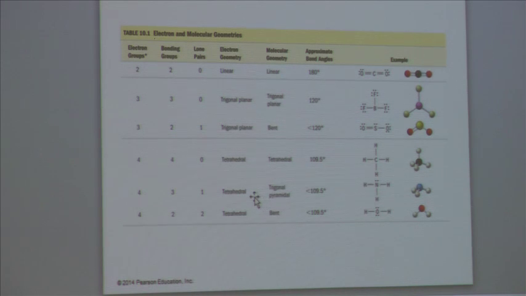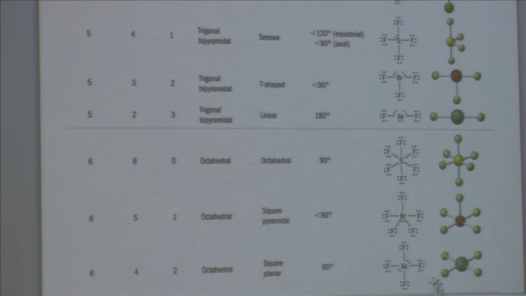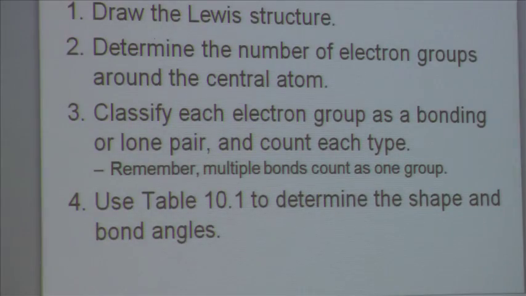So the electron and molecular geometries can be summarized in table 10.1 that gives us different examples and bond angles of the molecular geometry as well as the electron geometry of different molecules, all the way to the octahedral, square pyramidal, and square planar geometries.